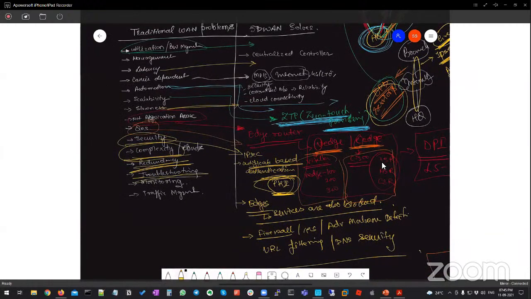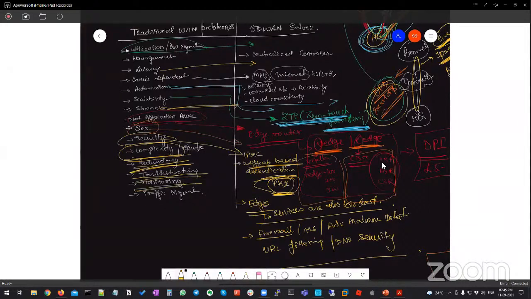Troubleshooting is also not a problem, because here you will get a complete dashboard. From a single point of dashboard, you can do the complete troubleshooting. So you don't need to log into all the devices, all your routers and edge devices, to do the troubleshooting. From a single point of management, your vManage controller, you can do the complete troubleshooting.